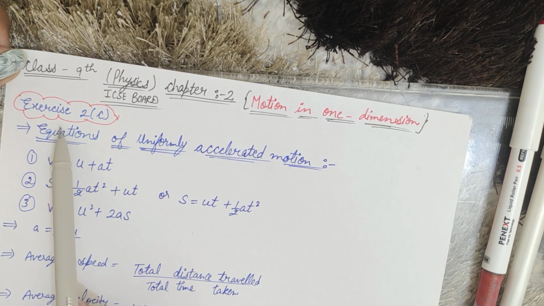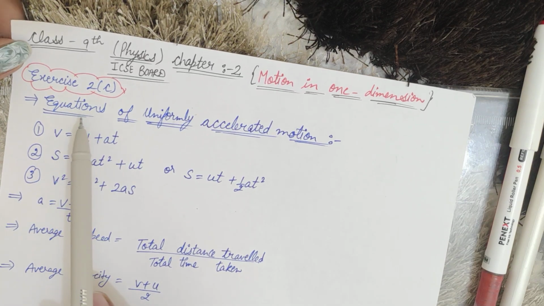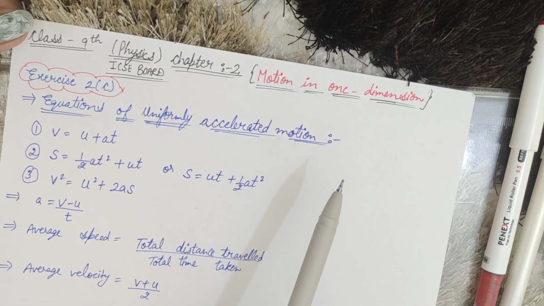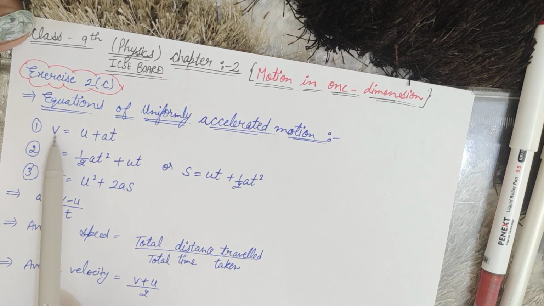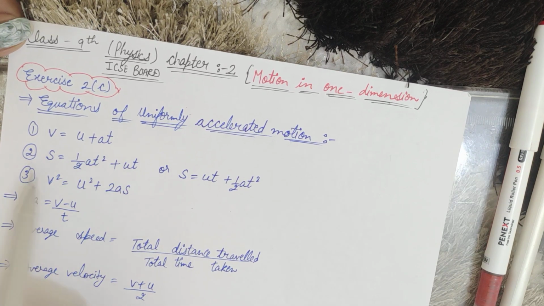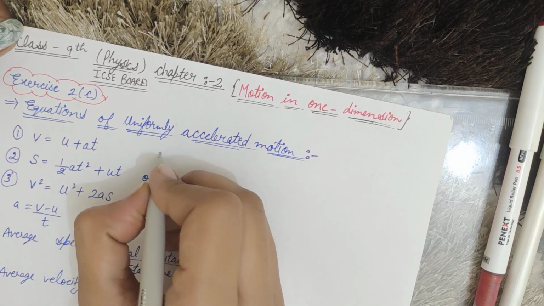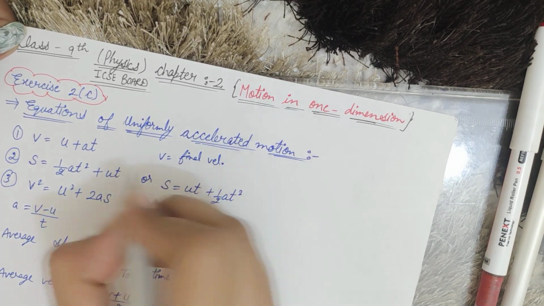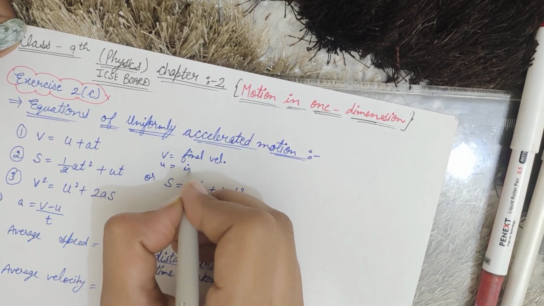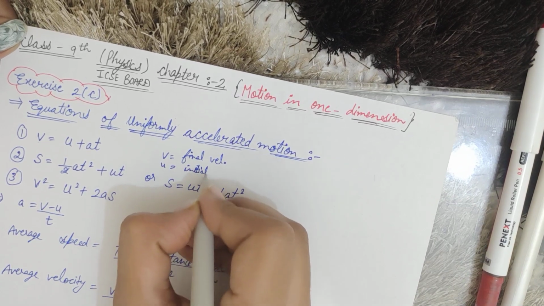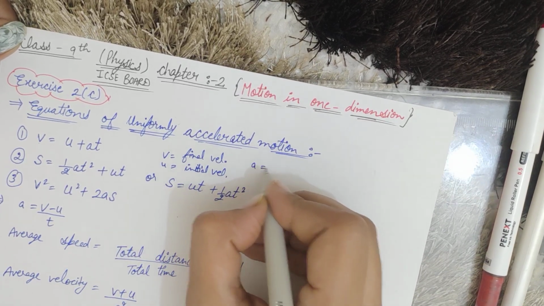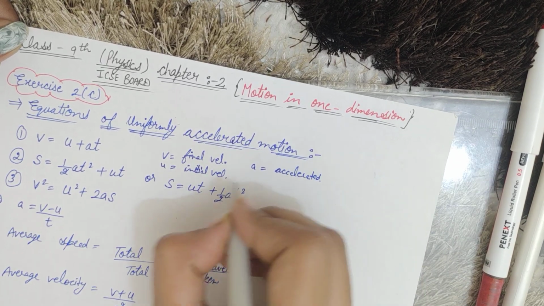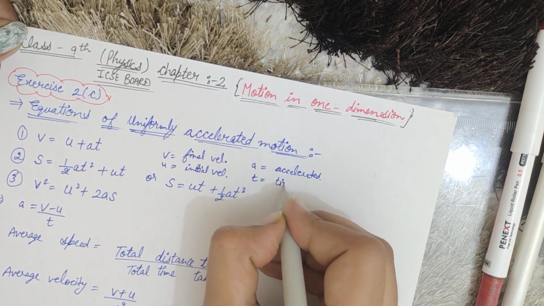while solving the numericals. So the first is, these are the equations of the uniformly accelerated motions which are moving in the one dimension. So first is v is equals to u plus at, where v is the final velocity of a moving object, u is the initial velocity, and a is the acceleration of the body or moving object, t is the time.